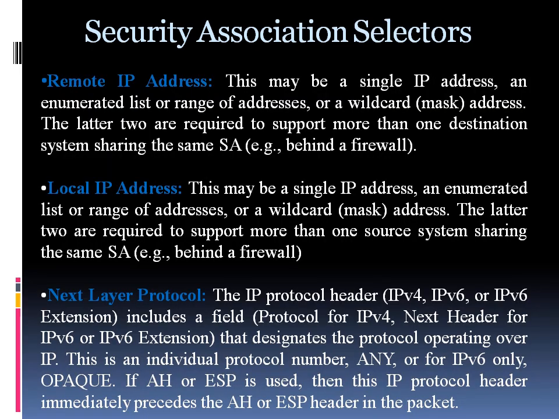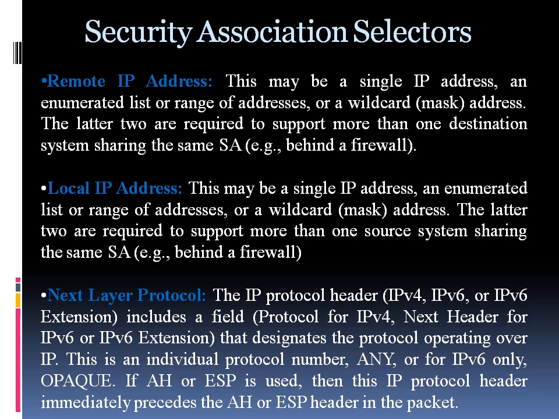Then we come towards security association selectors. In that, first we have remote IP address. Now this remote IP address may be a single IP address or a range of addresses, or it can also be a wildcard address, which is called a mask address.